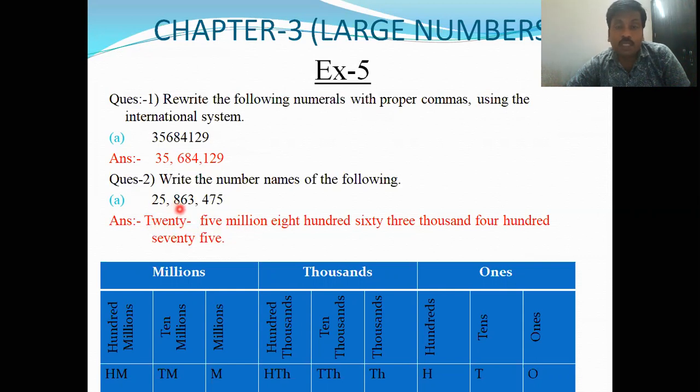So first we write the 863. Now 863, and what is the name of this period? 1,000. Now write it with 1,000. And 475, lastly 475. Okay, children, so I hope you can easily write the number name in the international place value chart.